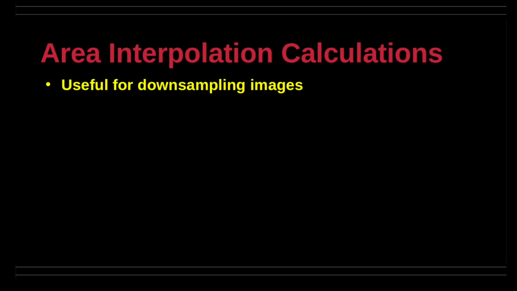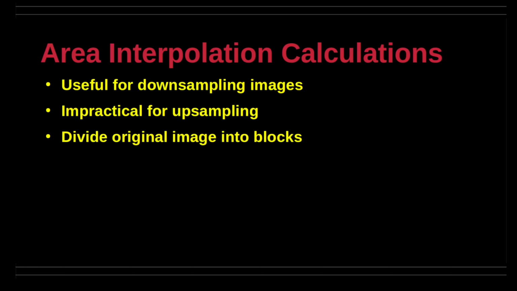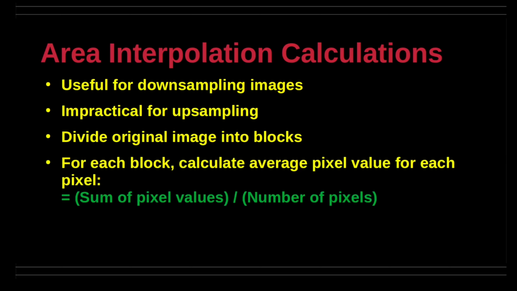Area interpolation is a method for downsampling images that preserves the total pixel value within a region. It is particularly useful for reducing image size while maintaining overall image intensity. The calculation steps are: divide the original image into rectangular blocks. The size of the blocks corresponds to the downsampling factor.